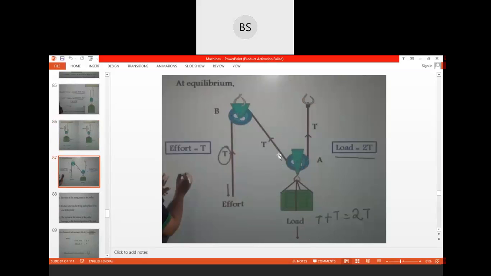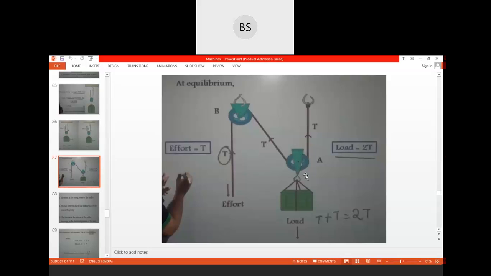Okay. Yes, ma'am. So here, why I have taken this example, children, is that this is also a movable pulley. You can see this one is a fixed pulley and this is a movable pulley. So you can see here tension is supporting this. So you can see why the load is 2T and why the effort is only T.